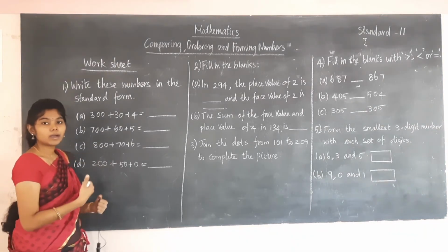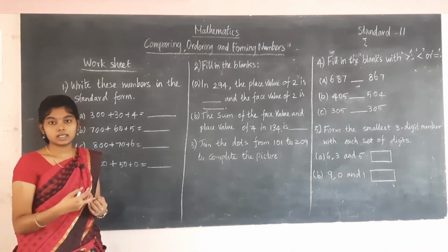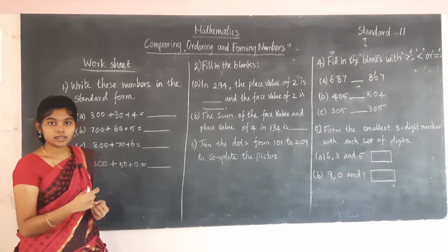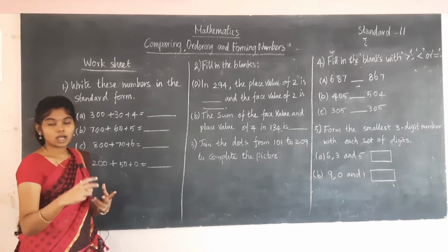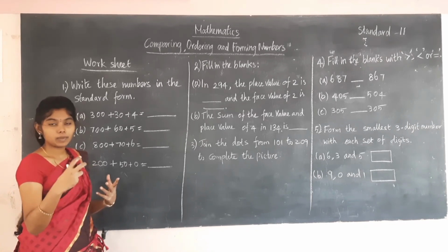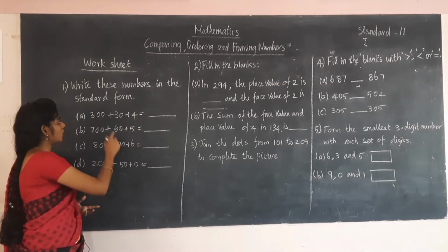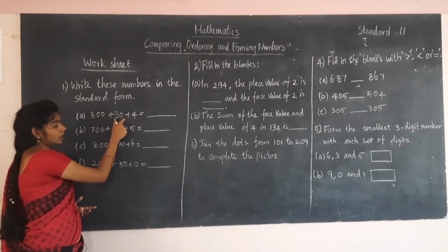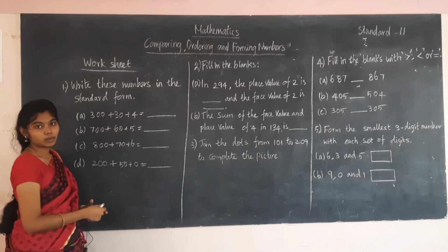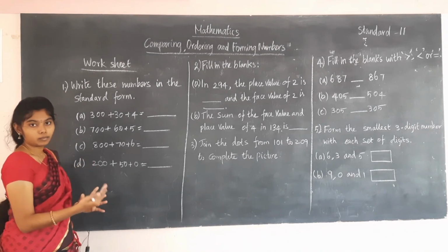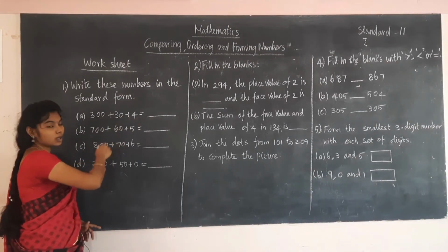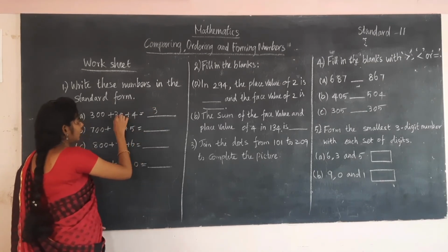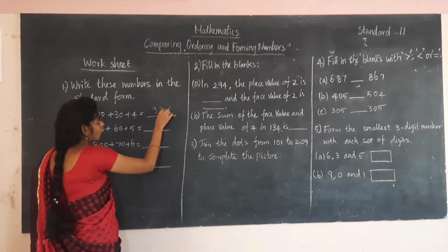How will you write it? We have to give the places: ones, tens and hundreds. With these 3 places we have to place the numbers. So 3 in the hundreds, 30 in tens and 4 in the ones place. You know to arrange the numbers from ones, tens and hundreds. So how will you write this number? 3 in hundreds, next 3 in tens and 4 in ones.